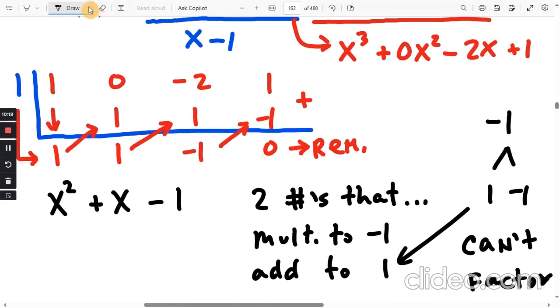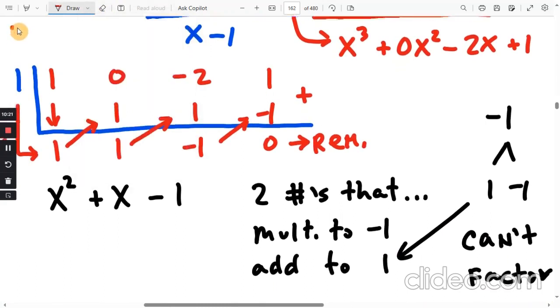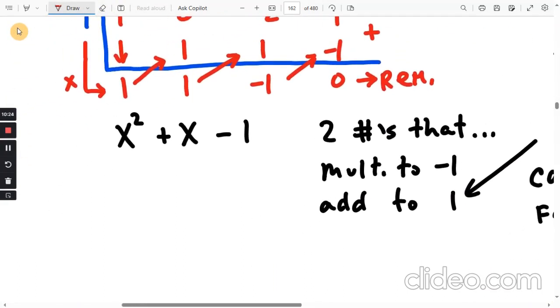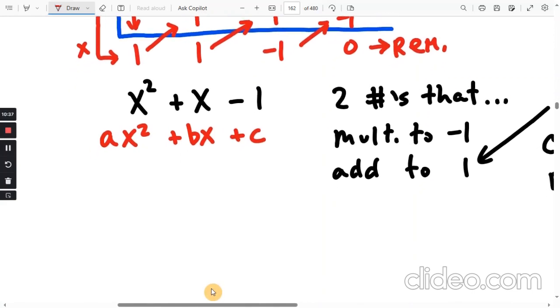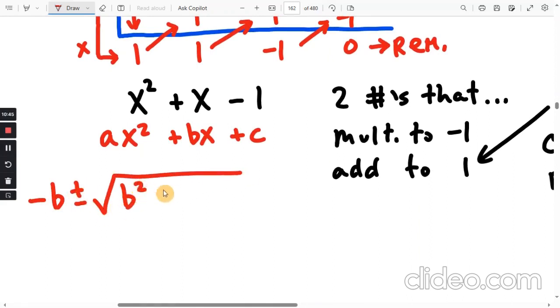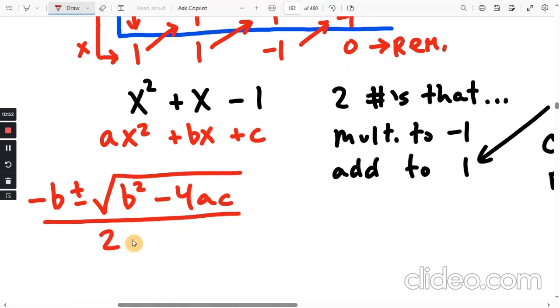All right, so what I'm going to do is the quadratic formula. We know this is in the form of ax squared plus bx plus c. If we use the quadratic formula, that's going to be negative b plus or minus radical b squared minus 4ac, all over 2a. The assumption here is that this is set equal to 0, and we're basically just solving for x.